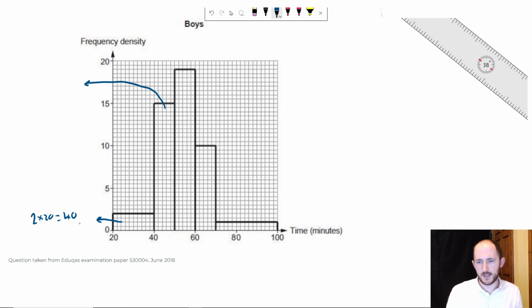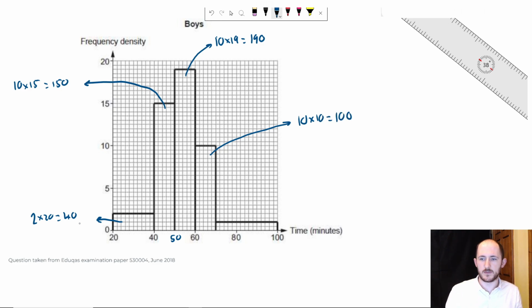That's 15, and the width is 10, so it's 10 times 15. That is 19, and the width is 10, so 10 times 19 is 190. This one over here is 10 times 10. If you can't see where I get any of these numbers, please let me know. Again, the class width here is 10 and the frequency density is 10. Here, the class width is 70 to 100, so that's 30. And the height is just 1.